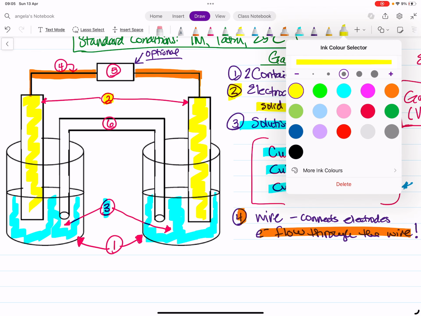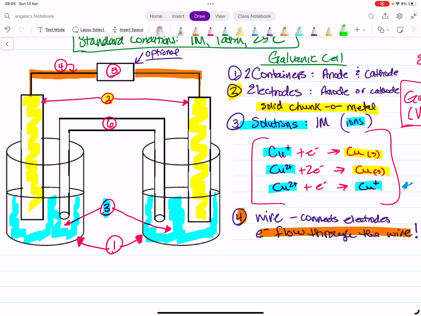Okay, let's take a look at, I'm not going to highlight this one, we'll talk about number 5. This is the one I said was optional. This is your voltmeter. You don't need a voltmeter for the cell to run. But what it does is it will tell you the cell potential. So it will read the cell potential.